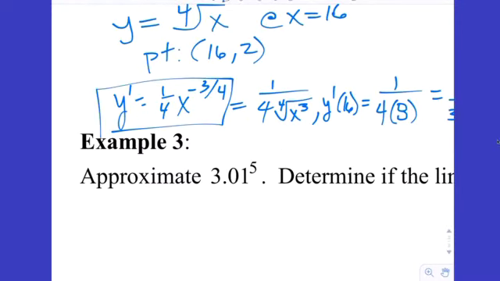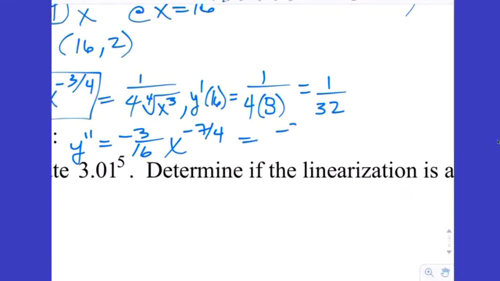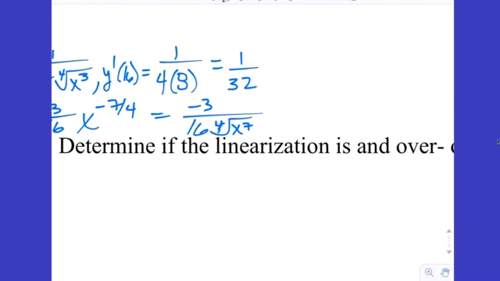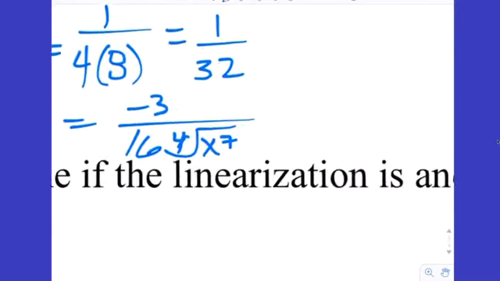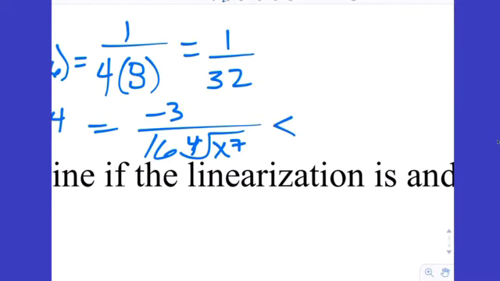Here's the first derivative, still in power rule format. So the second derivative is going to be negative 3/16 times x to the negative 7/4, which if you clean that up, that's negative 3 all over 16 times the fourth root of x to the 7. What do you know about the sign of that function for all positive x's? It's negative. So this is less than 0 for all x greater than 0.